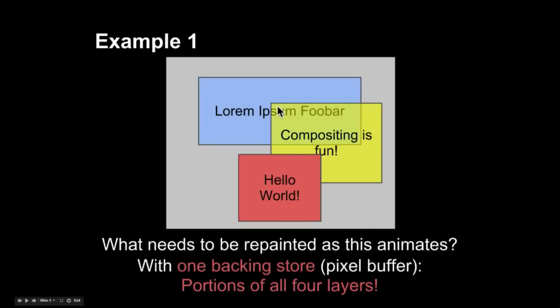The same would be true for the blue layer underneath the yellow one, and even possibly, unless we're very clever, which we're actually not in Blink, we would also have to repaint portions of this red layer on top of the yellow layer.